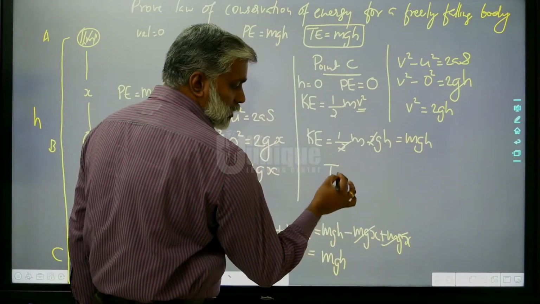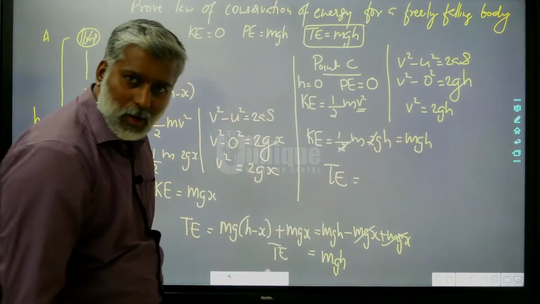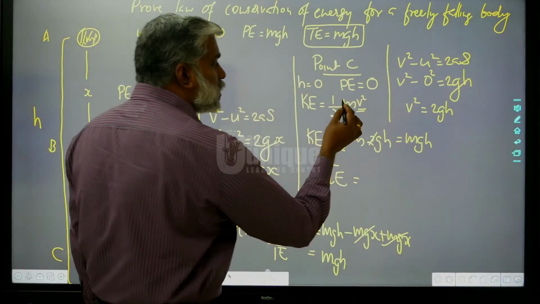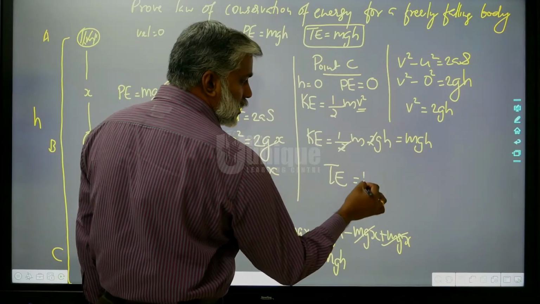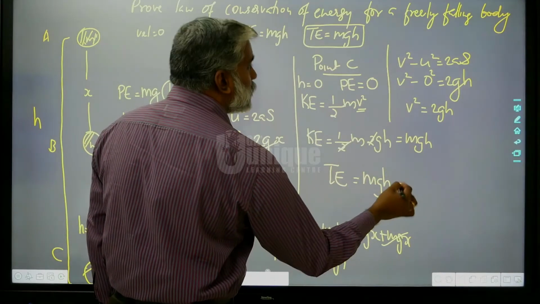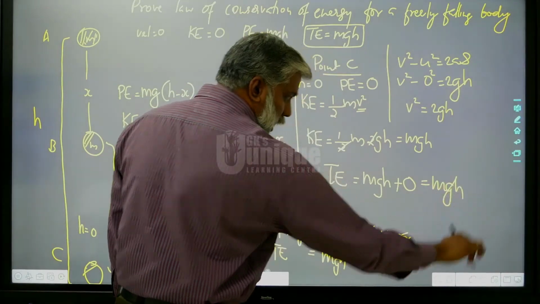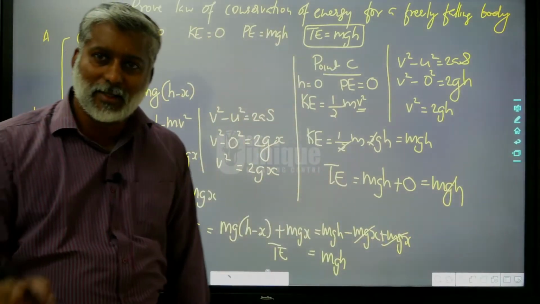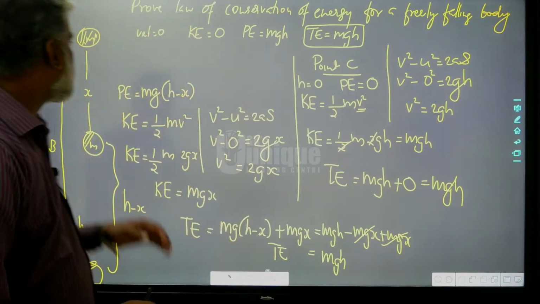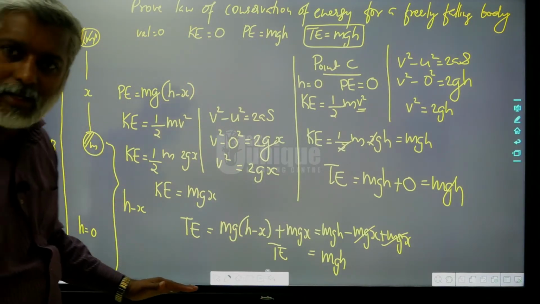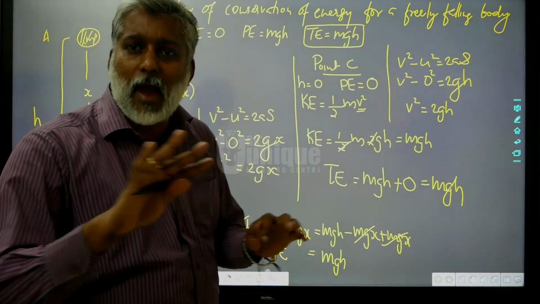Now tell me what is the total energy when it hits the ground. So total energy is equal to potential energy plus kinetic energy. What is the kinetic energy? mgh plus what is the potential energy? 0. So it is equal to mgh. Again you are getting the total energy as mgh. That is total energy at A equal to total energy at B equal to total energy at C. So total energy is always constant.